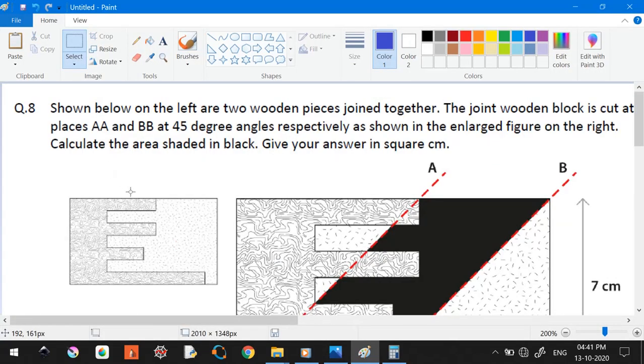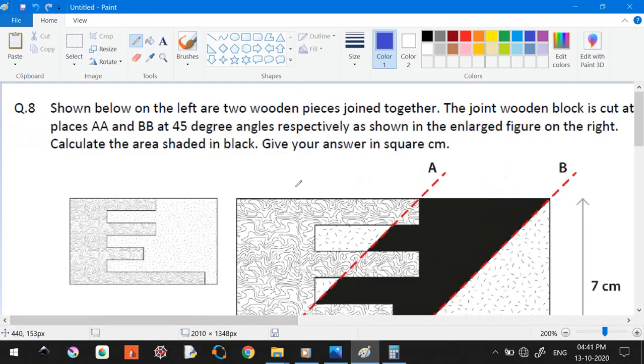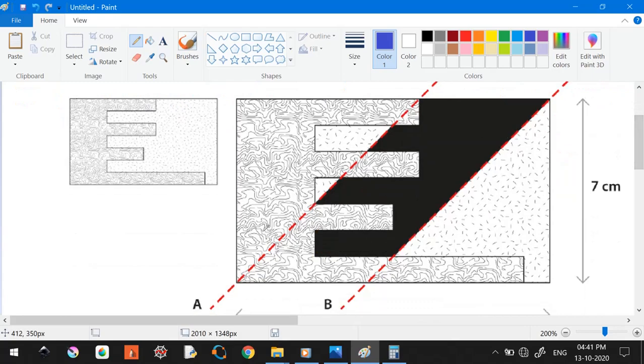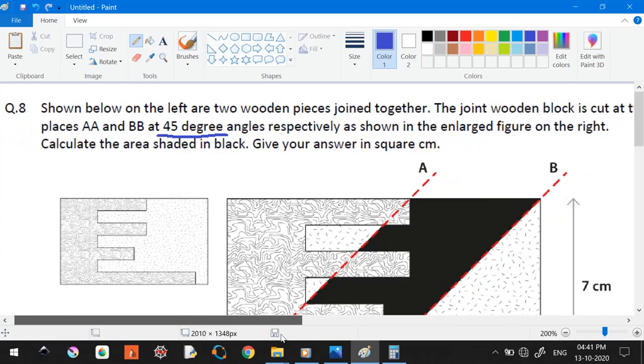Okay, shown below on the left are two wooden pieces joined together. This part and this part, fine. The joined wooden block is cut at two places, AA and BB, which is this section and this section, at 45 degrees respectively, as shown in the enlarged figure on the right. Calculate the area shaded in black. Give your answer in square centimeters.